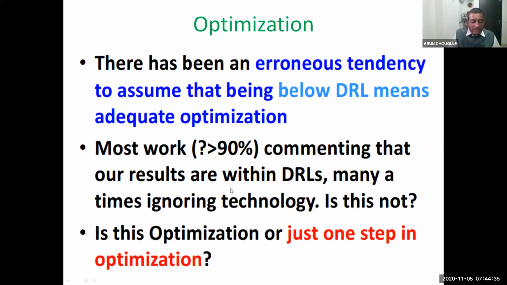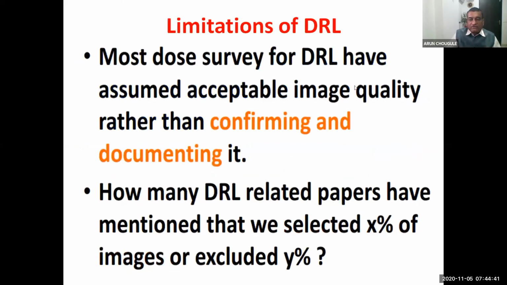So DRL is just one step in the optimization. What are the limitations of DRL? Most dose surveys for DRL have assumed acceptable image quality, but they have not defined image quality on an objective basis. It's just subjective, that yes, it's acceptable image quality. So you have to take into account image quality objectively.